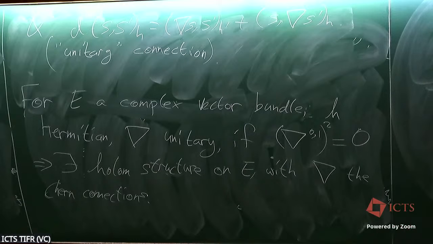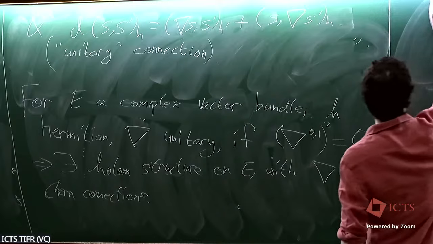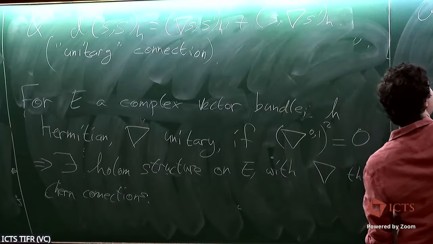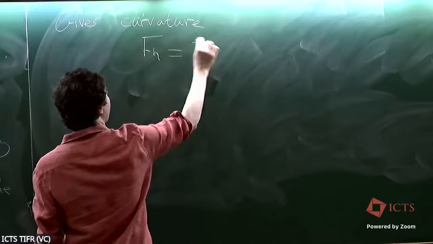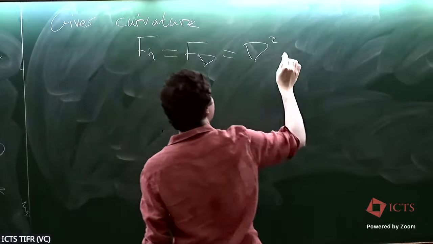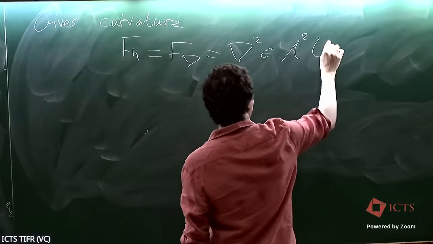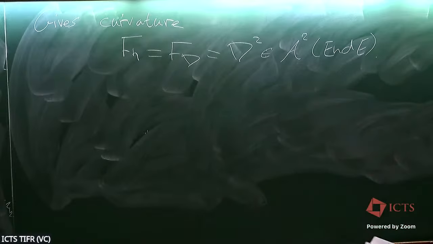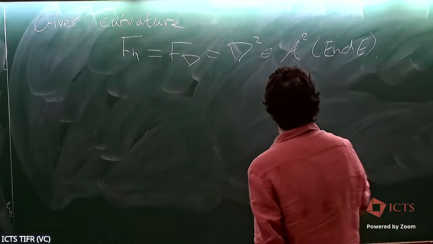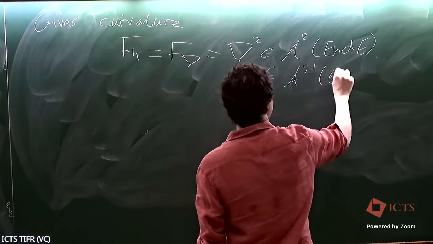Okay, so the point of introducing connections is to differentiate, and differentiation leads to curvature. When we want to talk about curvature, we require a connection. So we get curvature F_H or F_∇, which is just ∇ squared. This is a two-form with values in End(E). We have to upgrade what the connection does for one-forms with values in End(E), but there's a canonical way of doing so. And in fact, it turns out to be a (1,1)-form with values in End(E).